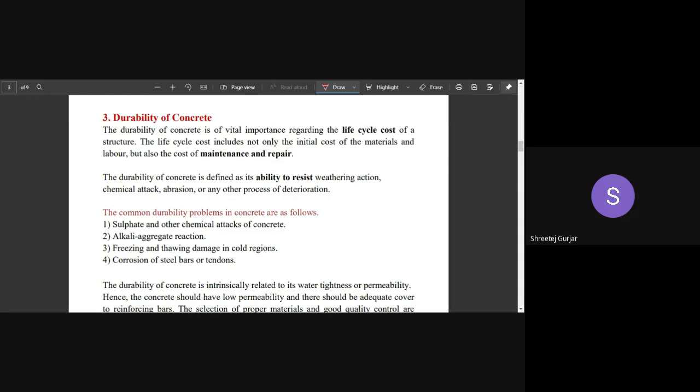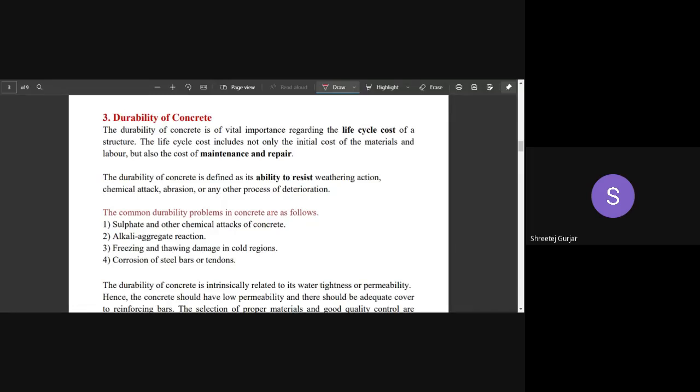And if your aggregates which are placed in concrete are reactive to this alkali, they start reacting with each other, and they form this alkali aggregate reaction. Ultimately they cause swelling in your concrete, and that swelling starts cracking up your concrete. And once cracks start to occur, moisture and other chemicals will ingress into your concrete and will cause more deterioration. So that is one durability problem regarding concrete.